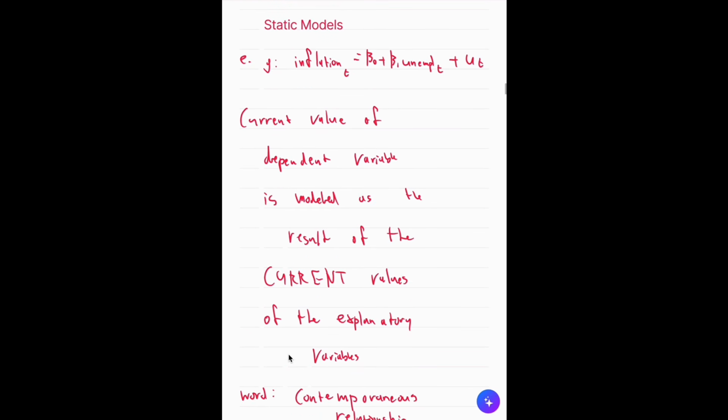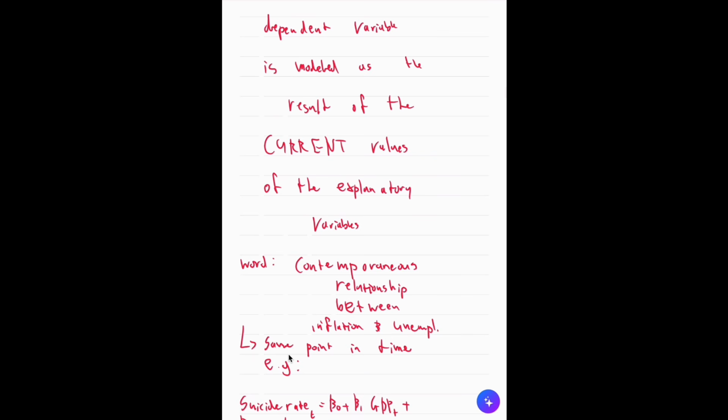So static models. So when you think static, think it stays still, it lays still, it doesn't move, it's just in the current year. So for example, in this model, how is inflation in year T explained by the constant, the coefficient of unemployment in the given year, and the error term in the given year, right? So static models, we take the current value of the dependent variable, and we say it's modeled as the result of the current value of the explanatory variables.